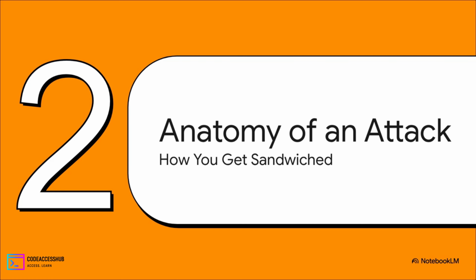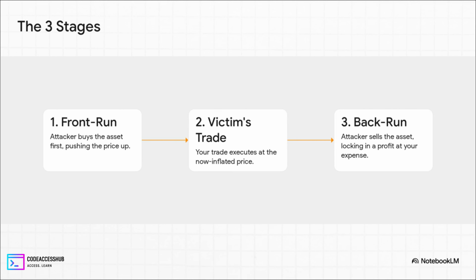Okay, so now that we know what it is, let's dig into the how. Understanding the step-by-step mechanics is absolutely crucial if you want to avoid it. So, how does someone actually get sandwiched? It all goes down in 3 quick steps. First is what we call the front run. See, when you make a trade, it doesn't happen instantly. It sits in this public waiting room called the Mempool.